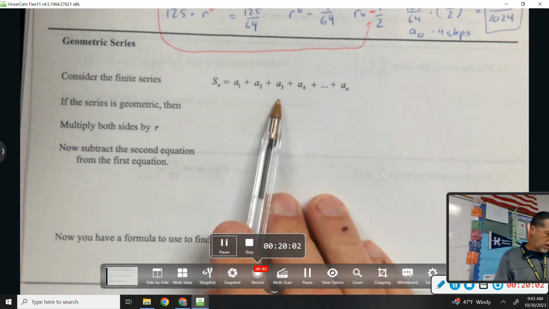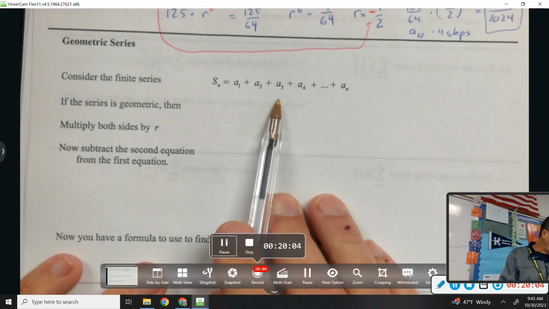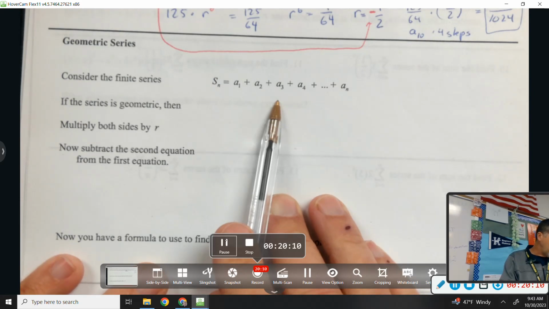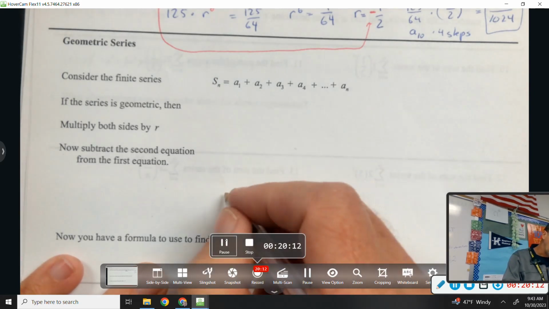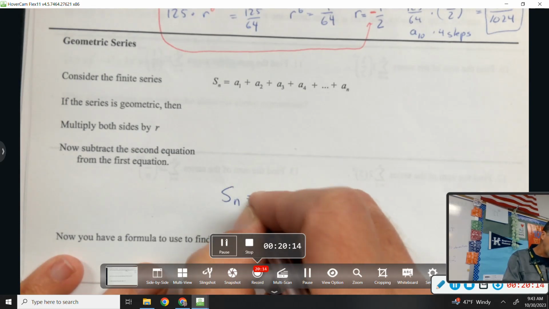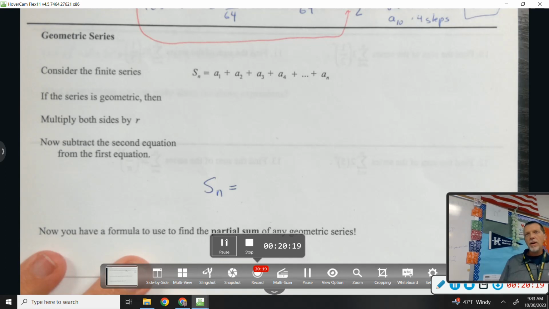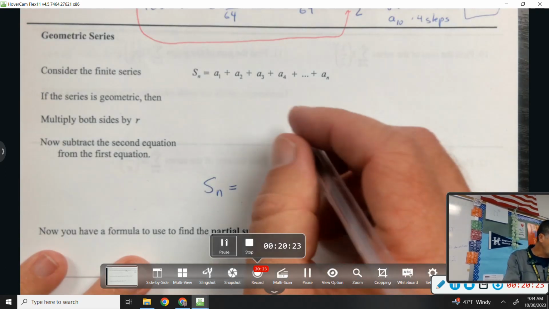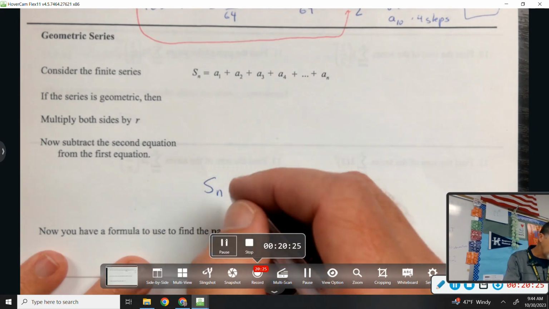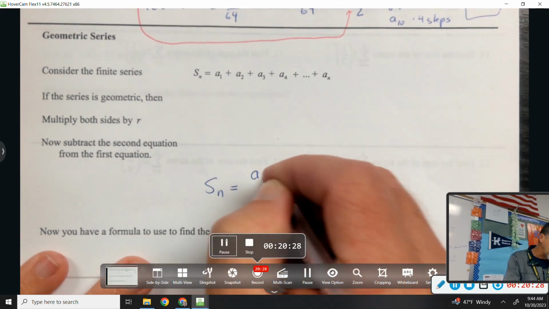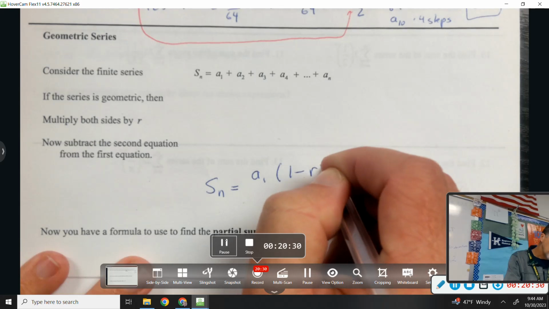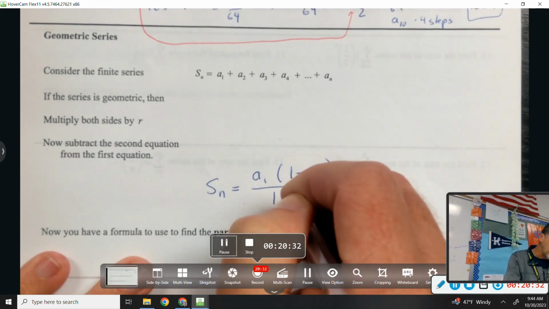Okay, consider the finite series. This is another one where I don't think this derivation is worth it. Let's not do this one. Like, we derived the arithmetic sum by taking the average times the number of terms there are. This one is not worth the effort in my mind. And you'll see why when you get the final answer.